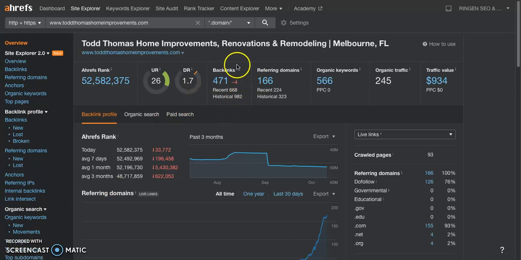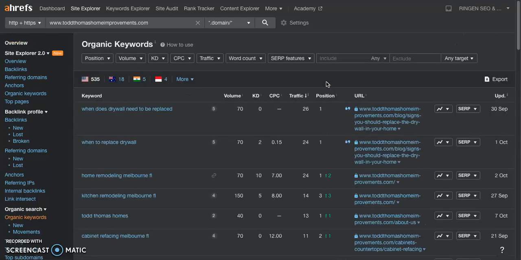So they have 471 backlinks coming from 166 referring domains. And out of those domains, 126 of those are super powerful sites. So that's really helping them to rank at the top of the search engine. Like I said before, content plays a pretty big role in ranking your site as well. So let's go take a look and see what kind of keywords they have on their site.